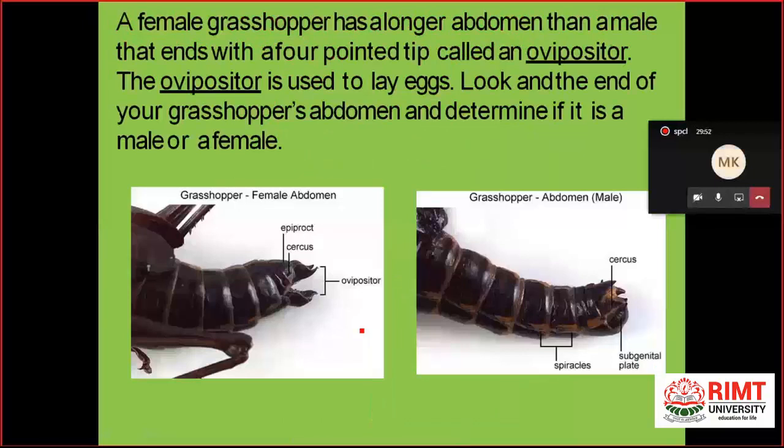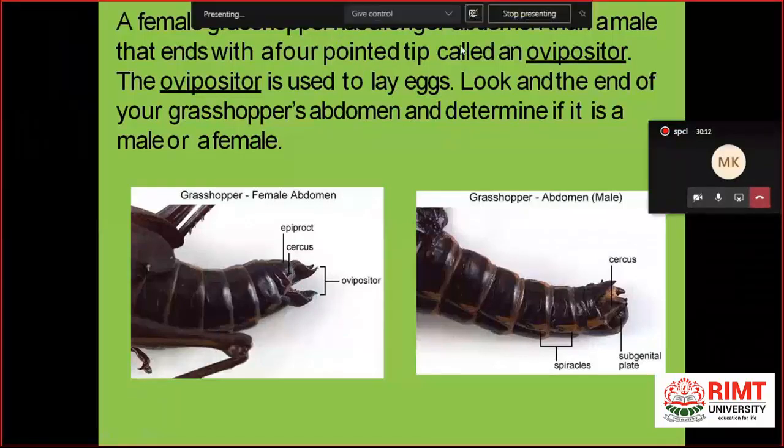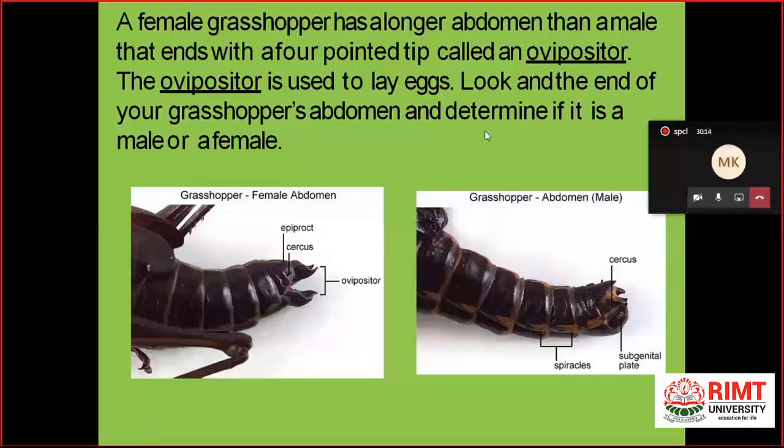Now come to the female grasshopper. It has a longer abdomen than the male that ends with a four-pointed tip called an ovipositor. 1, 2, 3, and on the other side, 4. Ovipositor. This ovipositor is used to lay eggs, as I told you earlier. So this is the abdomen of the female grasshopper.